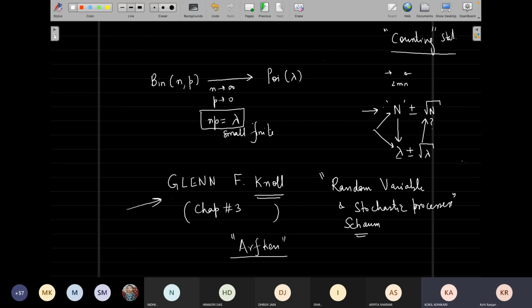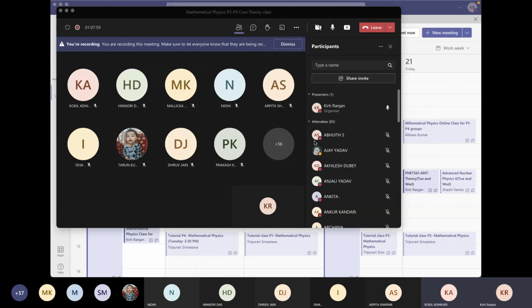So Schaum series, random variables and stochastic processes, fine. Of course, the other one is mainly for nuclear physics experiments. But yeah, those of you who are reading it can read it.